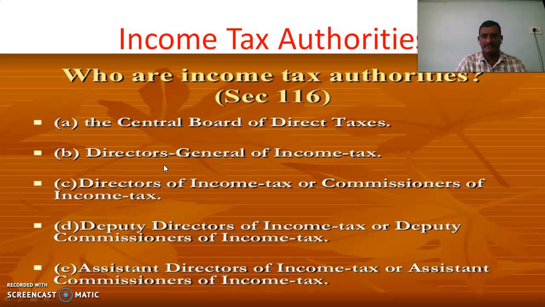Dear students, as you are the commerce students, you will be much curious to know how the income tax authority is working and what is the actual structure of income tax authorities. So now let me discuss about the income tax authorities. As per section 116 of Income Tax Act 1961 covers the income tax authorities. Here briefly I am quoting who will be there in the income tax authorities. First of all, the Central Board of Direct Taxes, Directors General of Income Tax, Directors of Income Tax or Commissioner of Income Tax, then Deputy Director of Income Tax or Deputy Commissioner of Income Tax, and Assistant Directors of Income Tax or Assistant Commissioners of Income Tax. In this way, we have the structure of income tax authorities.